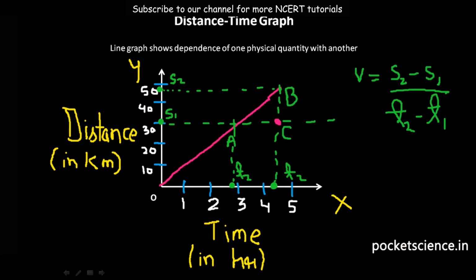Okay. So this graph is for uniform motion, but what happens when an object moves in non-uniform motion? Let's see what kind of graph is formed in that case.